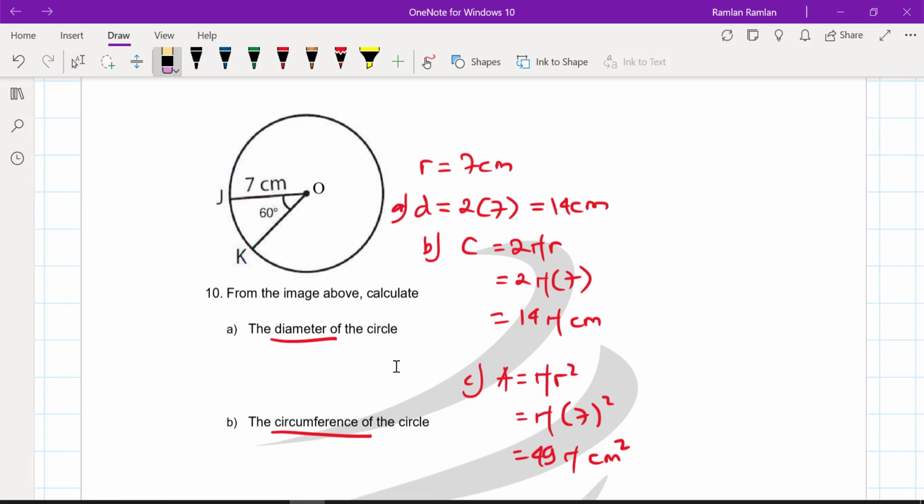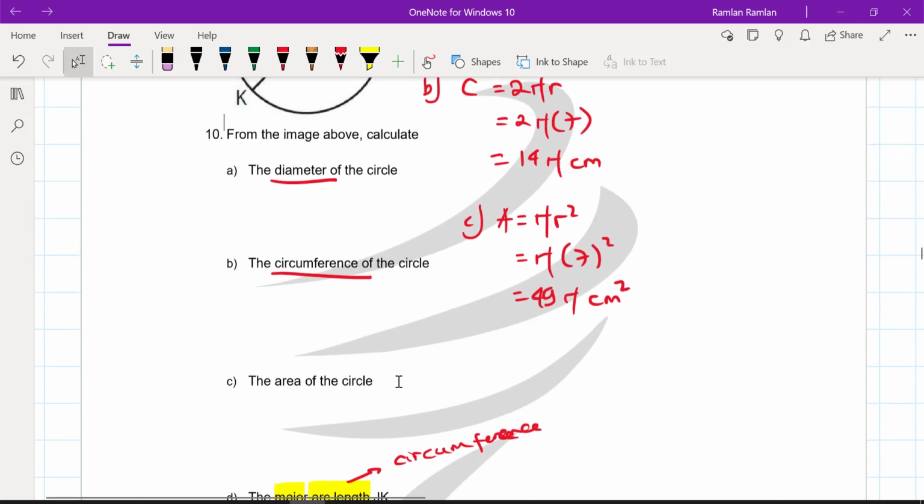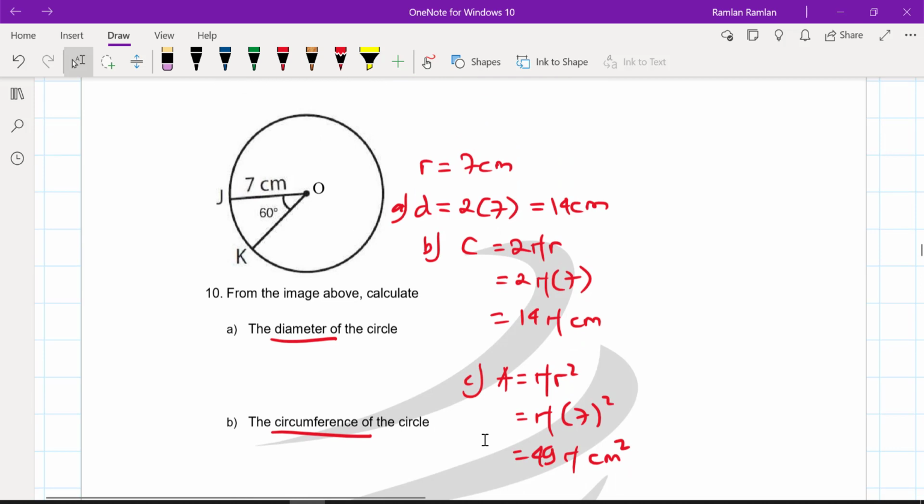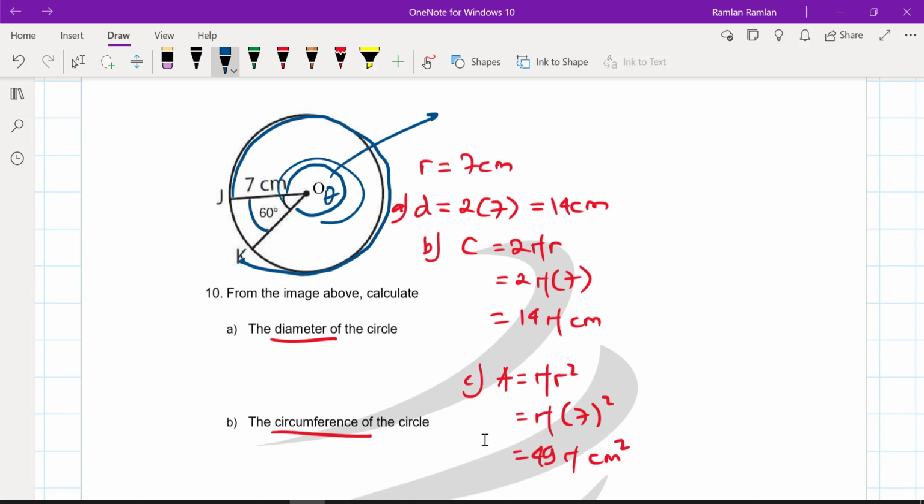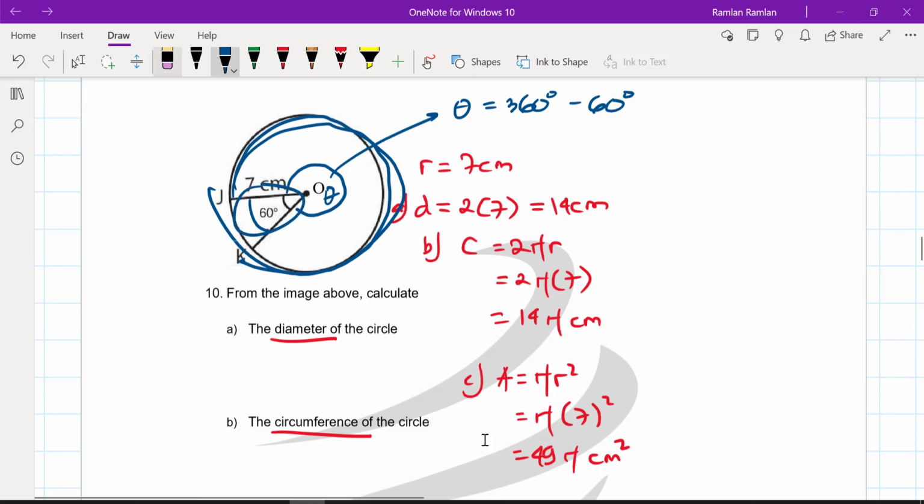What we need to do here is compare the angle with 360 degrees and then multiply by the circumference, because it corresponds to the circumference. Since we are going to use the big one, we need to find the angle over here. Let's name that angle theta. We know this is 60 and the whole circle is 360, so theta is just 360 degrees minus 60 degrees, because this is the rest of the circle. So theta is going to be equal to 300 degrees.